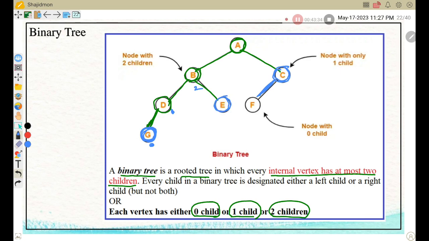Nothing, 0 child. So a binary tree is one where all the internal vertices have at most 2 children, or otherwise we can say in a tree each vertex has either 0 child or 1 child or 2 children. This is what we are calling the binary tree. Hope you understood that idea. Here you can see, internal vertex at most 2, including terminal vertex we can say 0 child, 1 child or 2 children, like this.